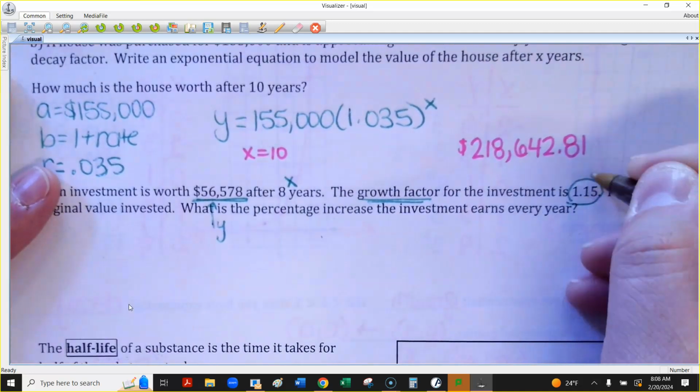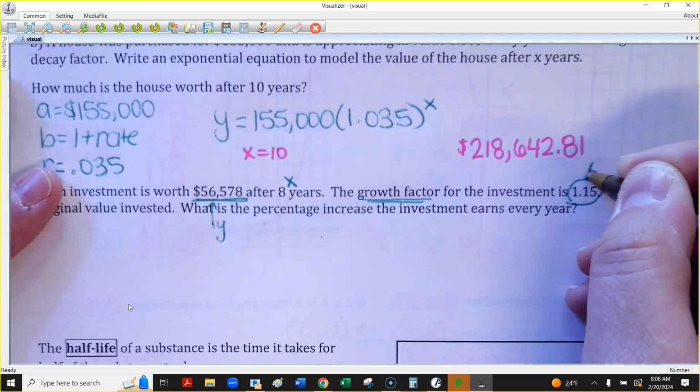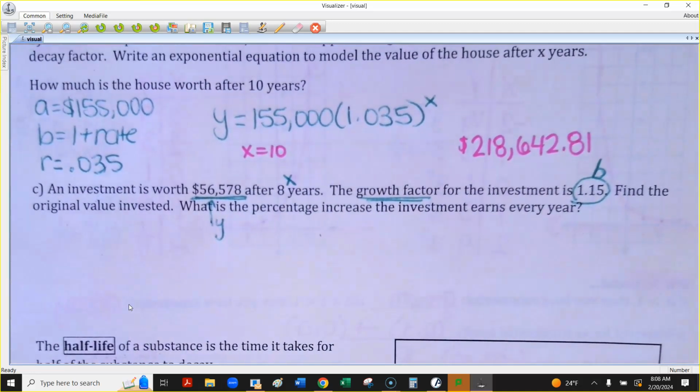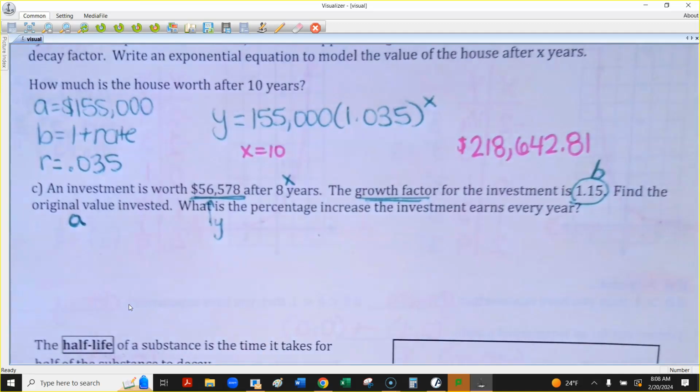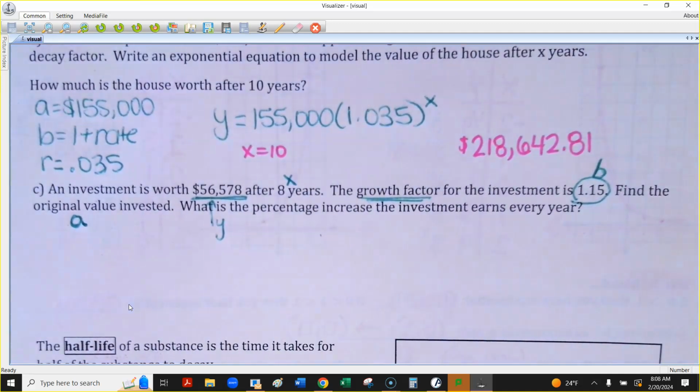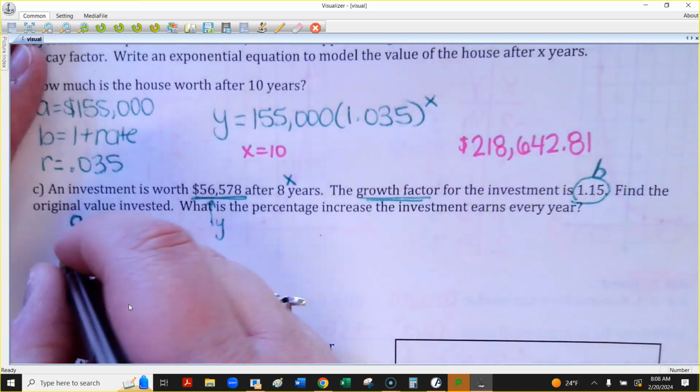They're trying to say straight up, this is the B value. That's what they're trying to say. And then this one actually asks you to find the original amount that you invested. So A is actually going to be our variable when you set this question up. So I'm going to use that same format, y equals AB to the x.